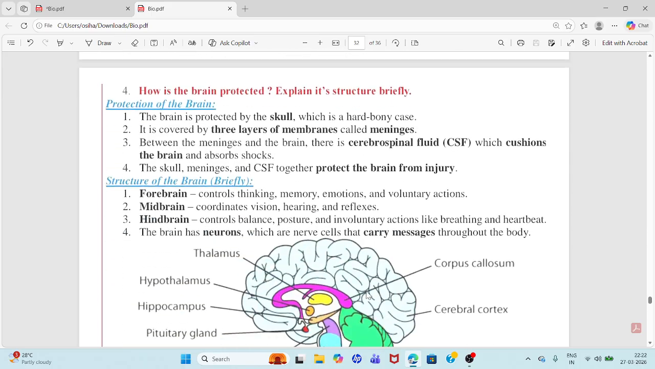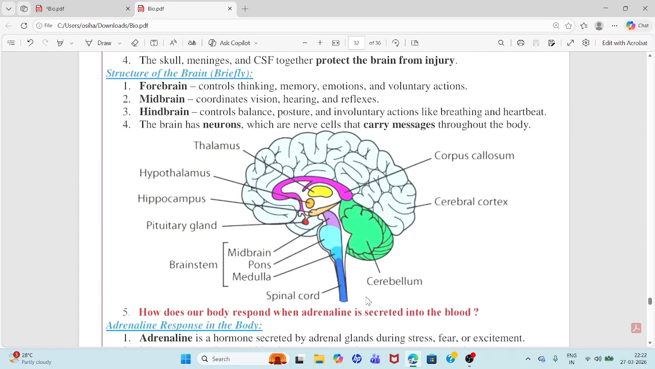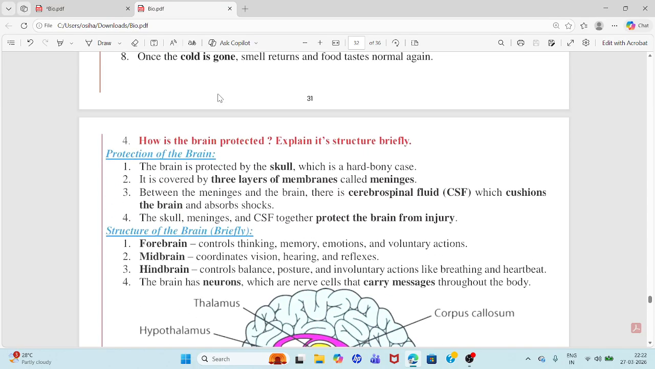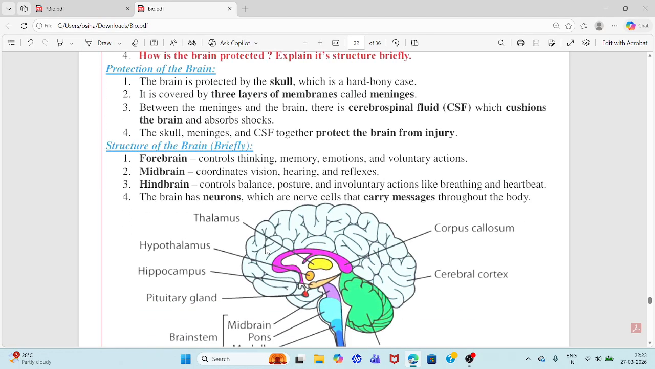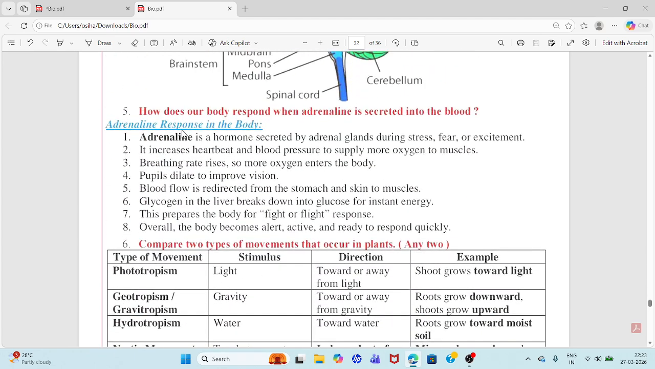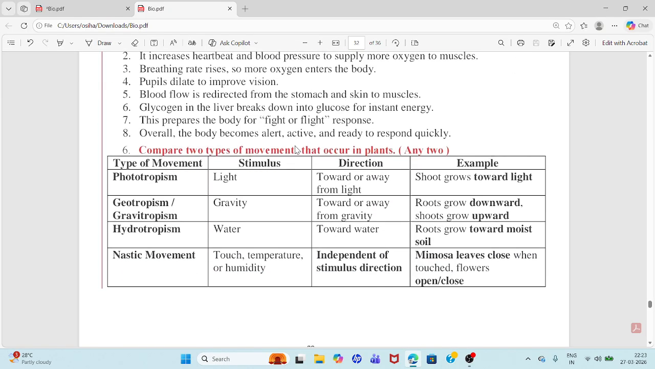Third question. Forebrain, midbrain, hindbrain. Fourth question is, how is the brain protected? Explain its structure briefly. So protection of the brain and structure of the brain you have to explain in this. So learn this. Fifth question. How does our body respond when adrenaline is secreted into the blood? So learn these all.